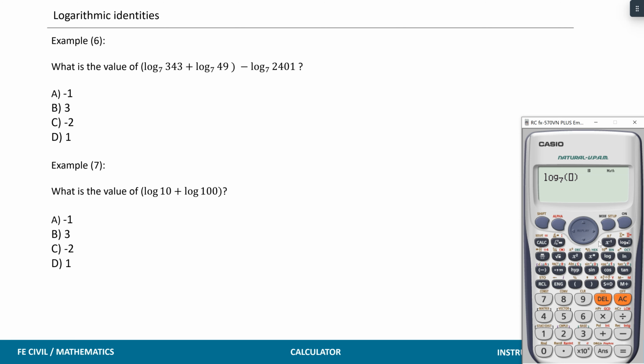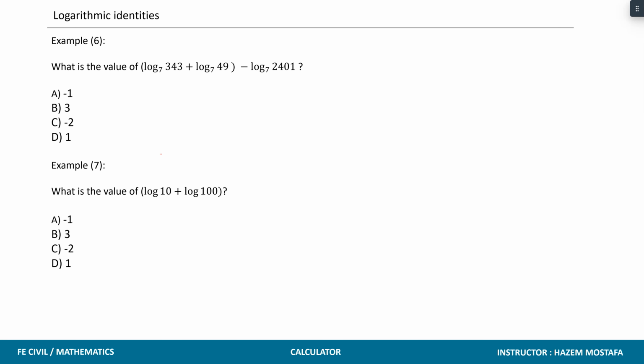Log 7 343 plus log 7 49 minus log 7 2401 is equal to 1. So the right answer is D.